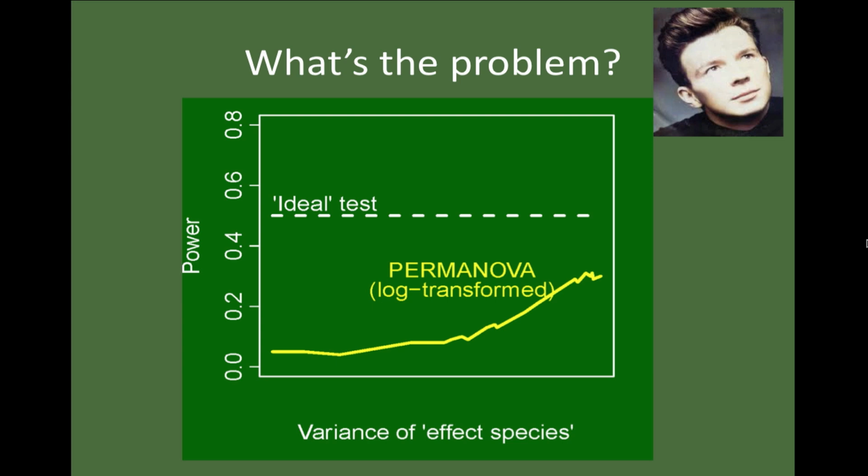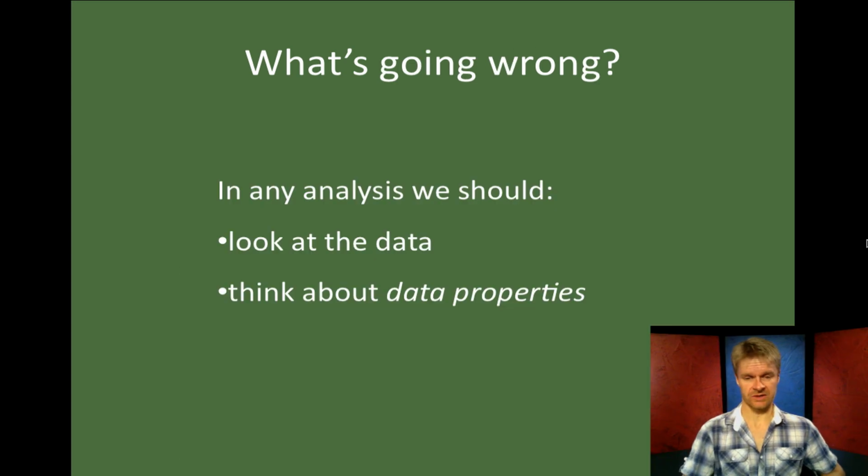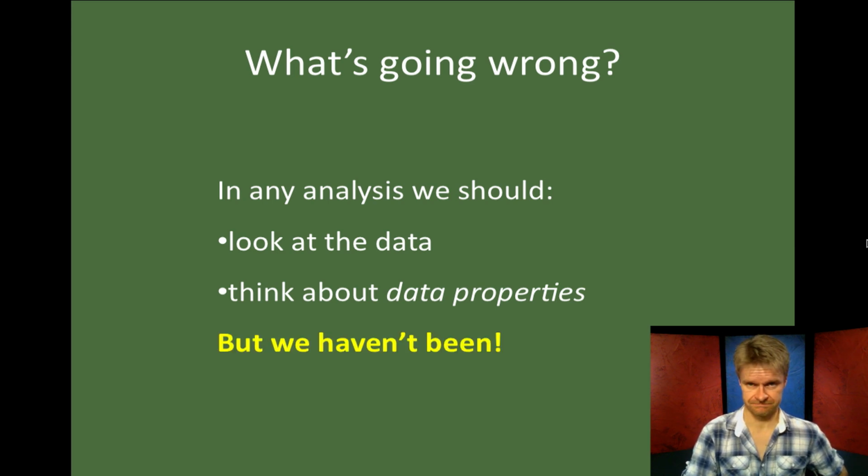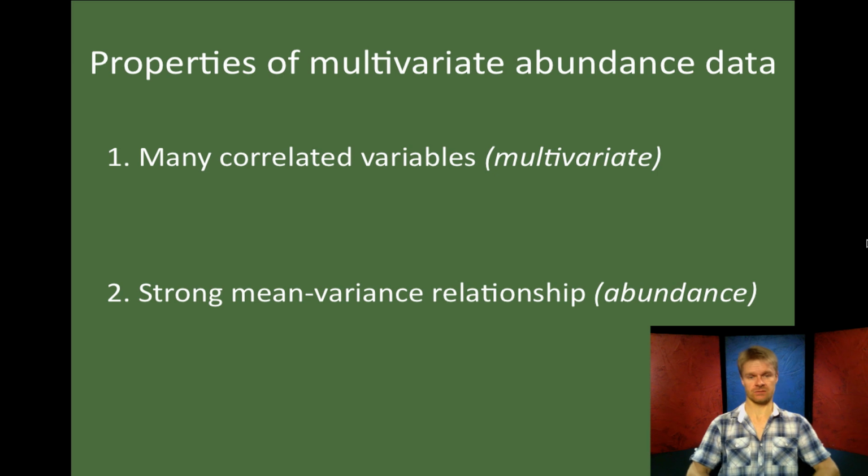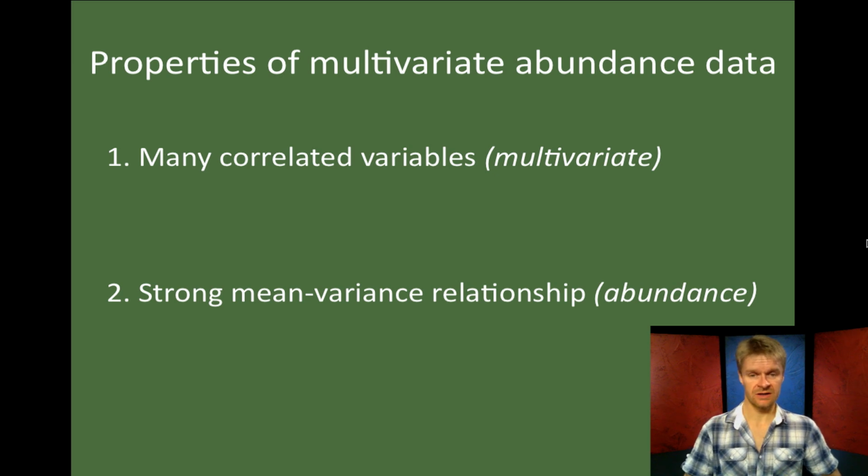So what's going on? You would have learned in first year stats that when you're analysing data, you need to look at the data and you need to think about the properties of your data. We haven't been. So let's start talking about properties of multivariate abundance data. That's what I like to call this type of data, because each of these 2 terms implies a particular property. The multivariate property is that we've got lots of correlated variables, and these are the abundances across the different species. There are many correlated variables.